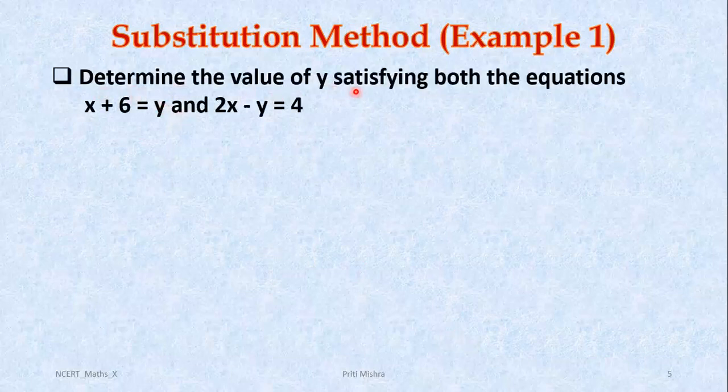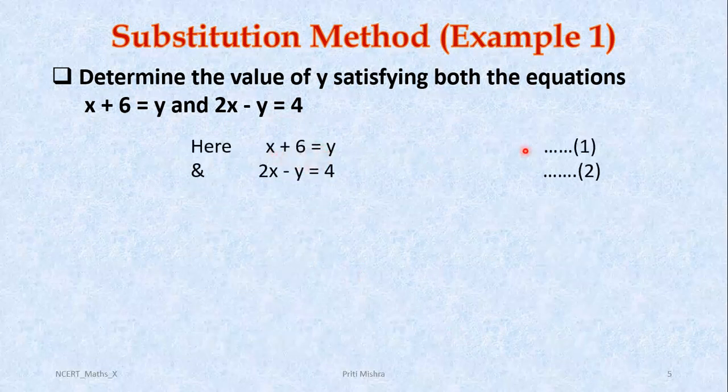Determine the value of y satisfying both the equations x plus 6 is equal to y and 2x minus y is equal to 4. So here we have two equations: x plus 6 is equal to y, which is the first one, and 2x minus y is equal to 4, which is the second equation. According to the substitution method, we have to put the value of one variable in terms of the other variable in the other equation. From the first equation, we can see we already have the value of y in terms of x. We don't need to do anything to find the value of y in terms of x, as it is already written in terms of x.